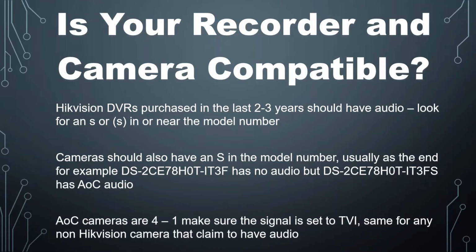Okay, so another compatibility issue is that sometimes a camera might be set to the wrong signal. For a Hikvision recorder to work, you must set your signal to TVI on the camera. We're going to look at how to do that later in the OSD menu in our little example. And if you do have a non-Hikvision camera that claims to have audio, then definitely make sure it's set to TVI.